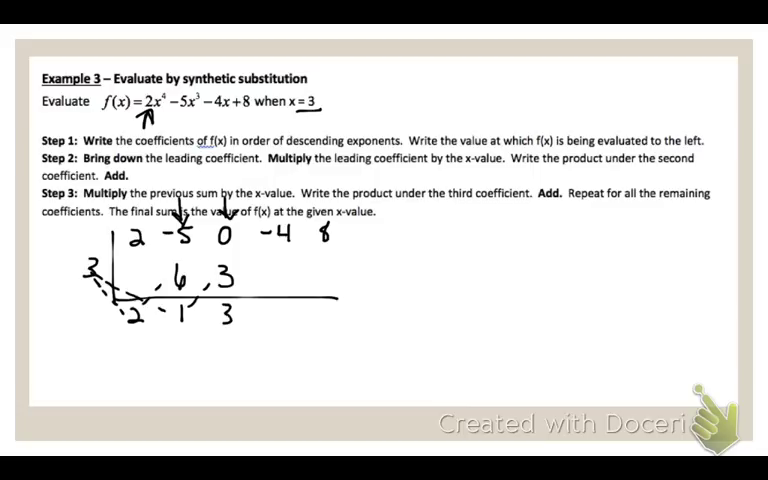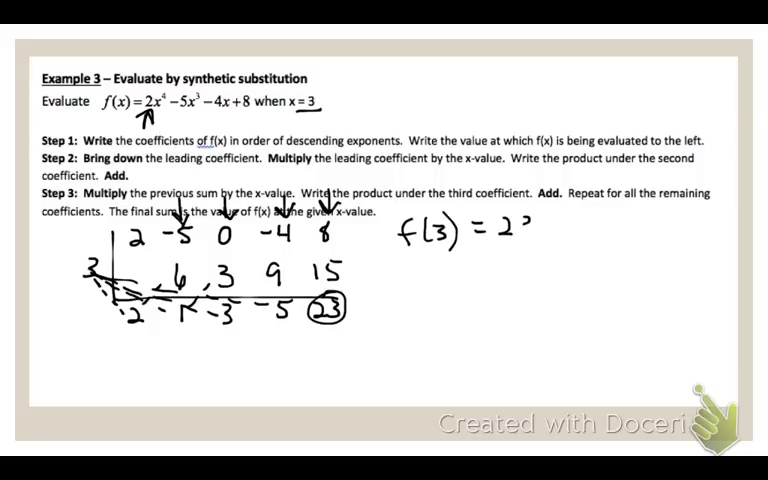Then we're going to multiply, so I'll draw one more of these little lines. So 3 times 3 is 9, and then I'm adding on the vertical, so that'll give me 5, and then finally, let's just keep going. There we go. 3 times 5 is 15, and then I'm adding, 8 plus 15 is 23. And then this is the value of the function if you plug in 3. So f of 3 equals 23. It's always the last term. It's also called the remainder. So that's the way the method goes.